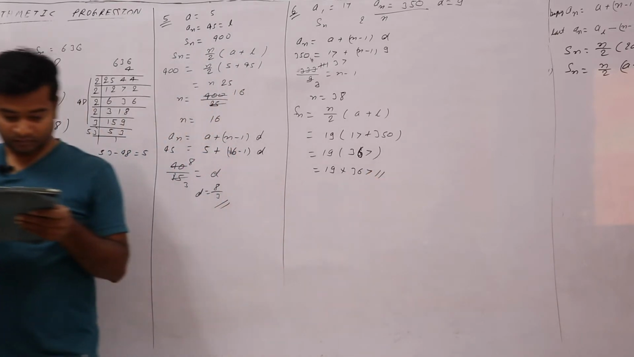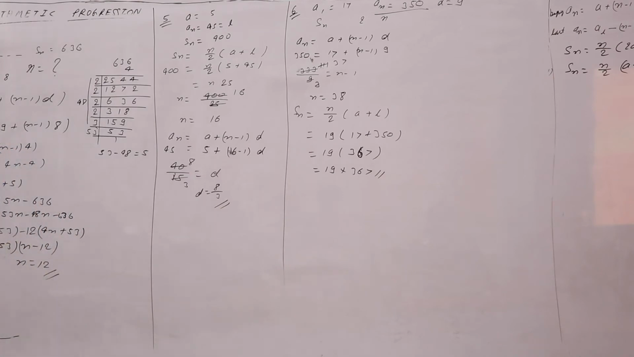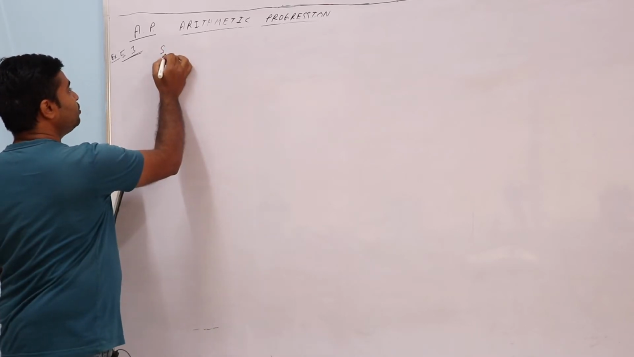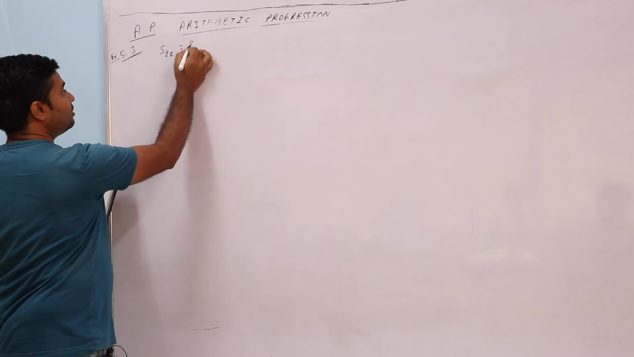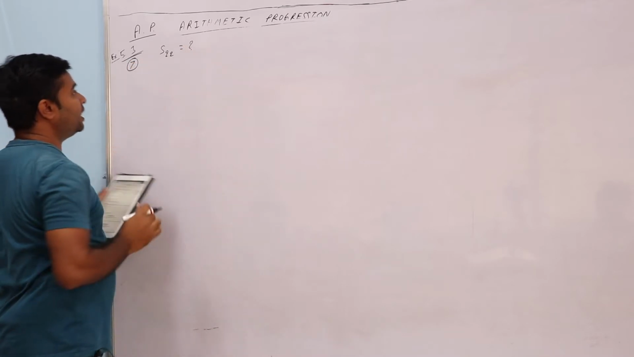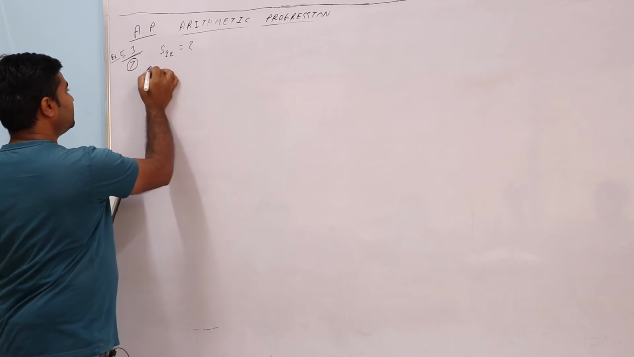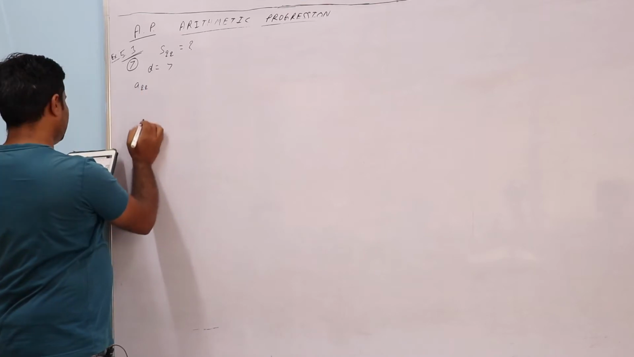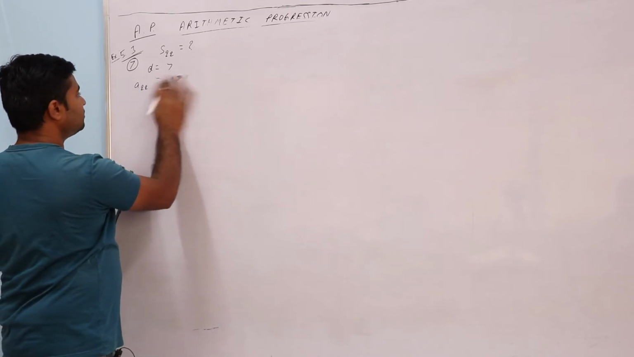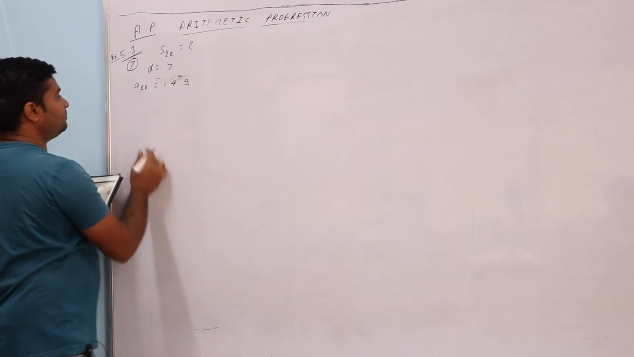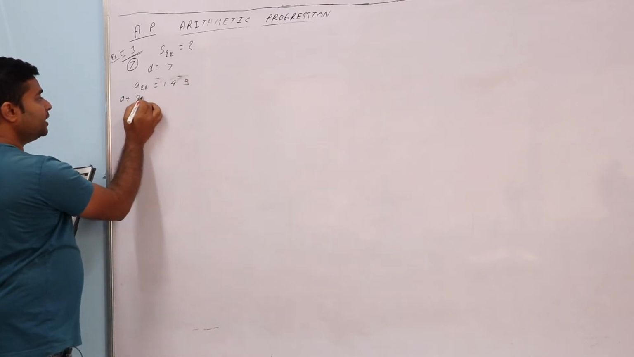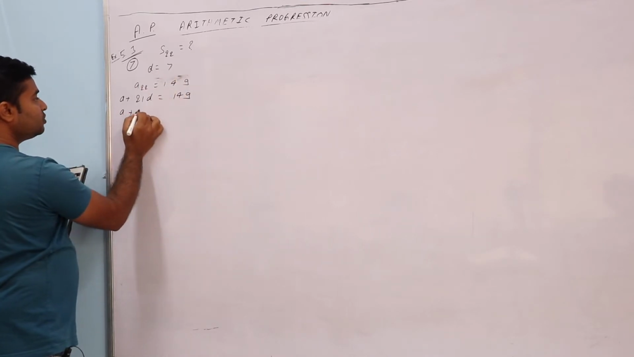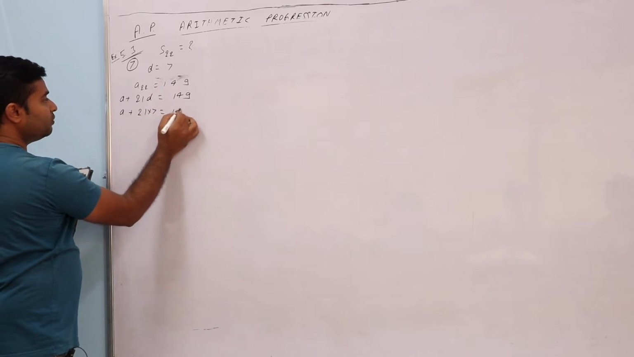See, question number 7 says find the sum of the first 22 terms. Means we need to find S22. In the given, D is equal to 7 and the 22nd term, A22, is given as 149. A22 means A plus 21D is equal to 149. D is equal to 7. So A plus 21 into 7 is equal to 149.